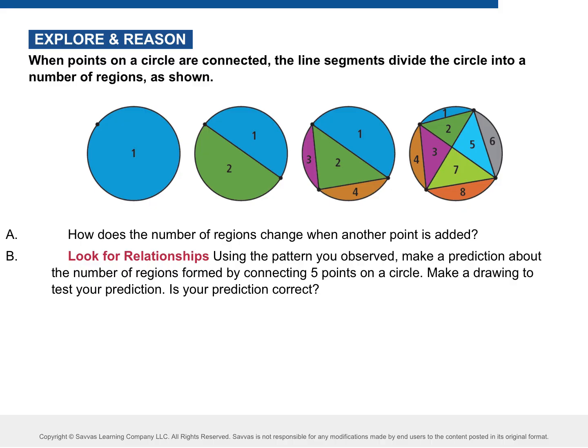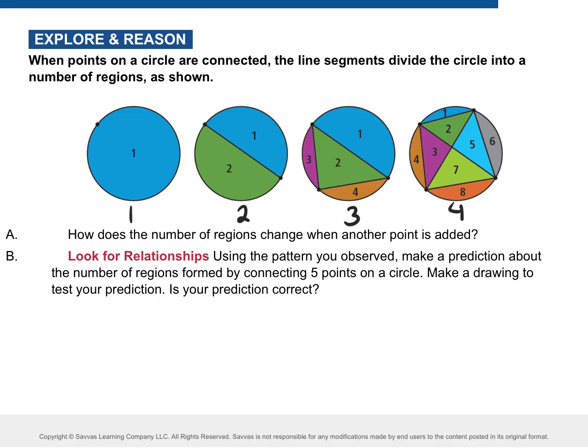All right, lesson 1.4. We are talking about inductive reasoning. Little bell ringer here to start. It wants to know how the number of regions changes when another point is added. Pause for a second. I'm going to count. This is the first term. This is the second term. This is the third. This is the fourth, and so on and so forth.